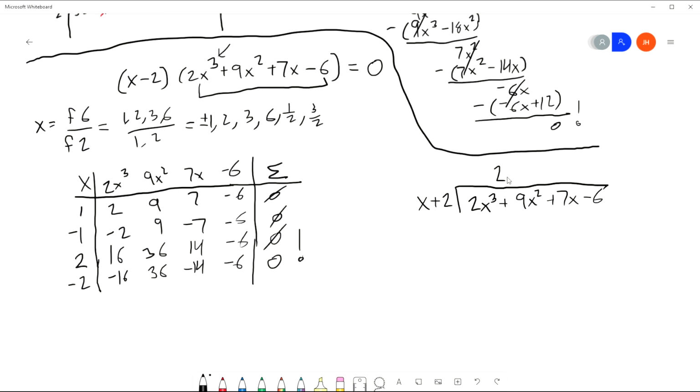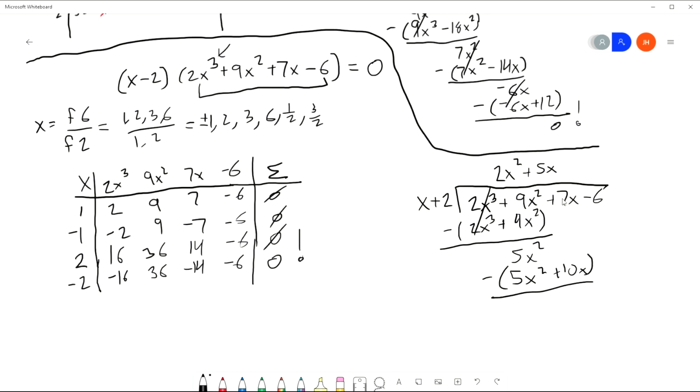x times 2x squared is 2x cubed, and that makes 4x squared, which we're going to subtract. So I end up with 9 minus 4 is 5x squared. So I need 5x. 5x times x is 5x squared. 5x times 2 is 10x.